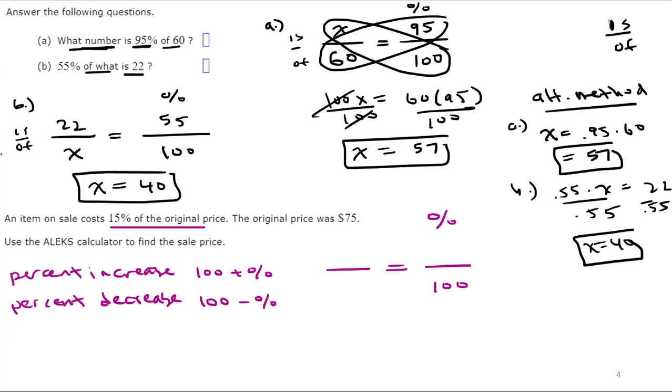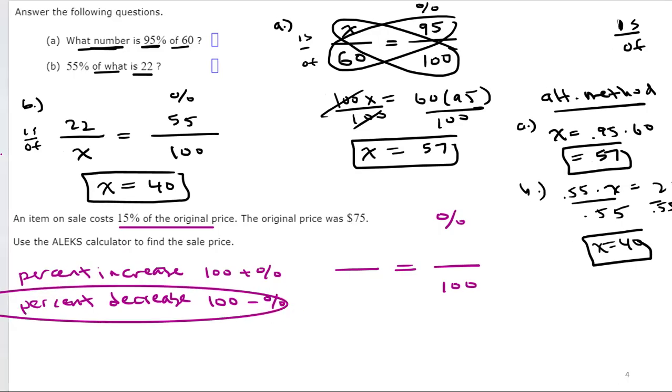So that means I'm going to be subtracting from the 100%. So I'm going to do 100 minus 15%, and I will put 85 here. And then the original price was $75, so that's going to be the overall price. That's the "of" part of the equation. And then I'm trying to figure out what that sell price is, so that's going to be my X.